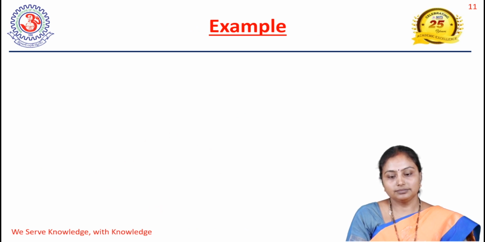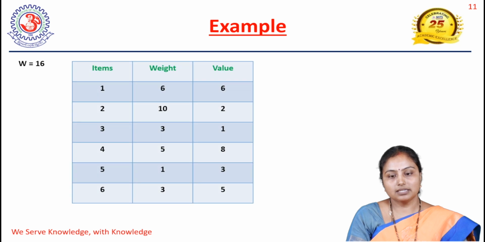So here I am giving one example. For example, the maximum weight is 16. So here some items are given. Here 6 items are given. Their corresponding weights and values are also given. So we have to follow the steps to solve this problem.